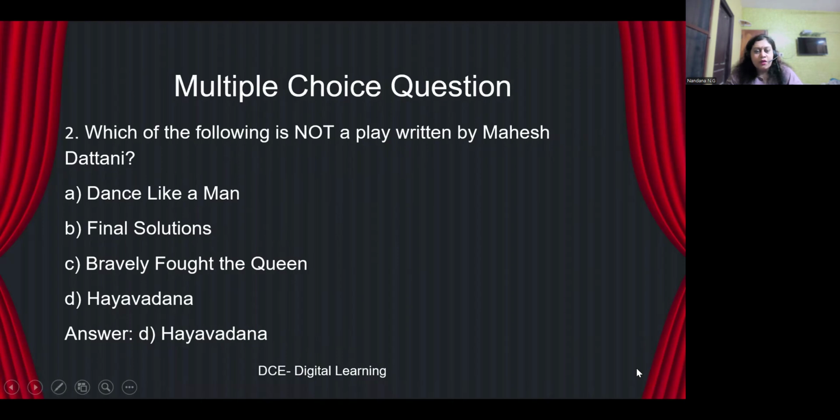Second question, which of the following is not a play written by Mahesh Dattani? The options provided are Dance Like a Man, Final Solutions, Bravely Fought the Queen, or option D, Hayavadana. The answer is option D, Hayavadana. Hayavadana is written by Girish Karnad, while all the remaining three are composed by Mahesh Dattani.